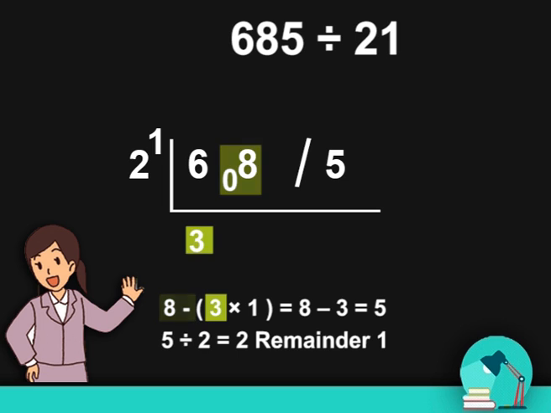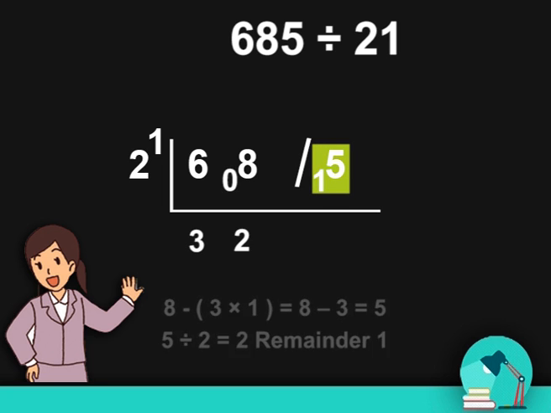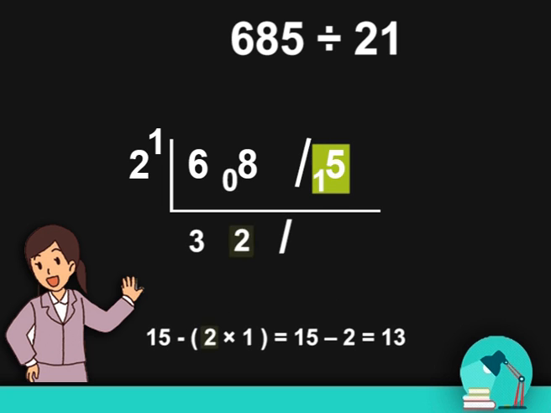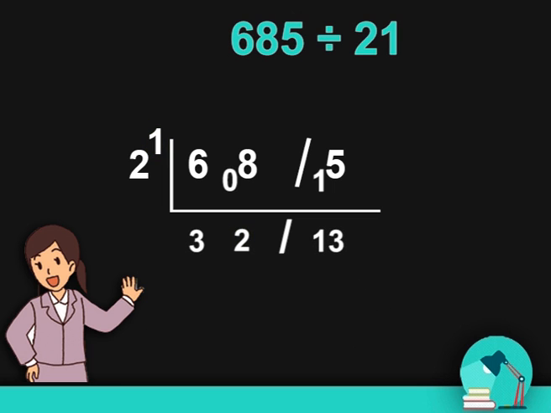From 8, subtract the first quotient digit 3 multiplied by the flag digit 1 and divide the answer by 2. When 5 is divided by 2, we will get 2, remainder 1. 2 is the next quotient digit and remainder 1 is written just before 5, making it 15. Subtract the product of previous quotient digit and the flag digit from 15. Hence, when 685 is divided by 21, we'll get 32 as quotient and 13 as remainder.